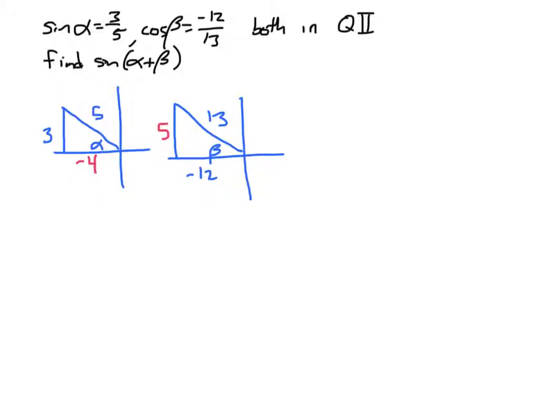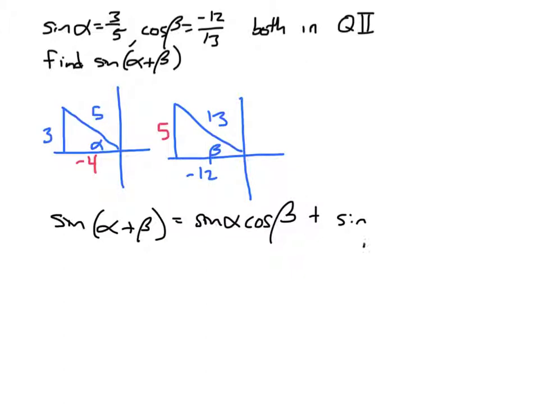was something like that the sine of alpha plus beta is going to be the sine of alpha cosine of beta plus the sine of beta cosine of alpha.